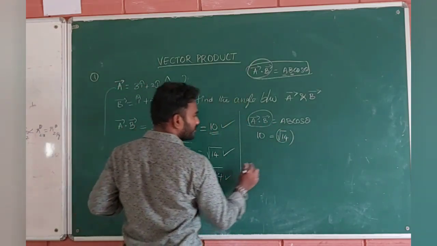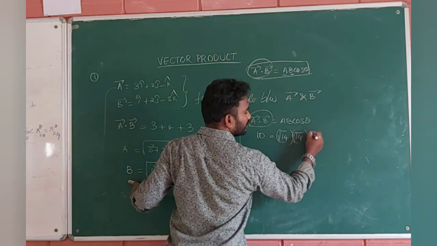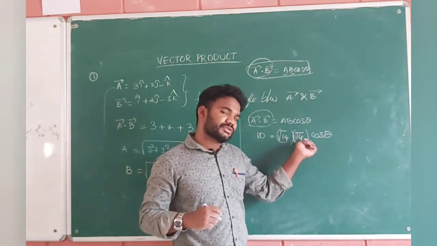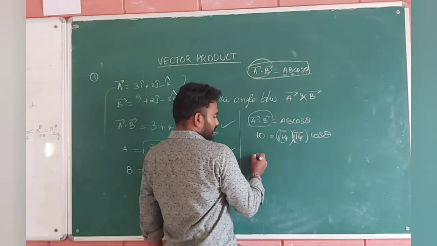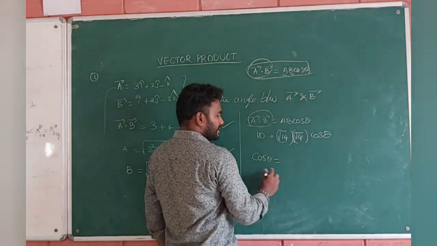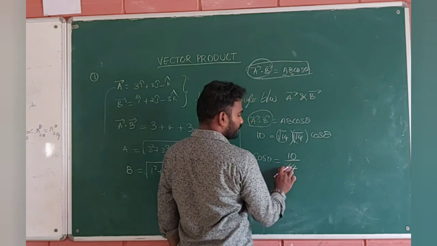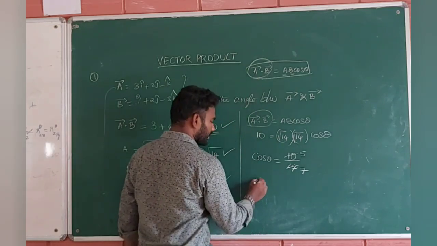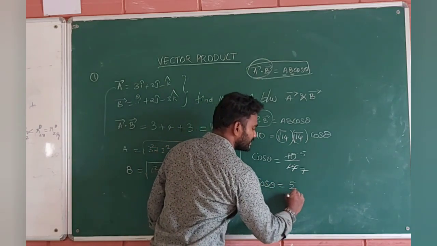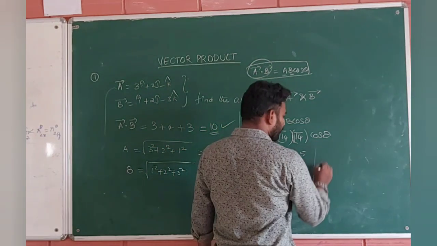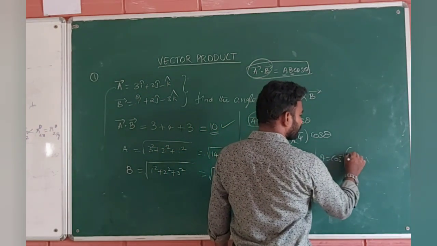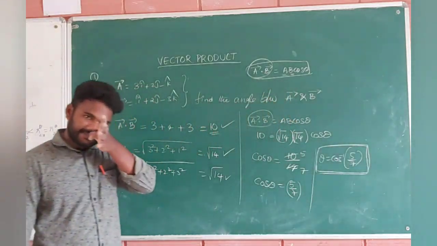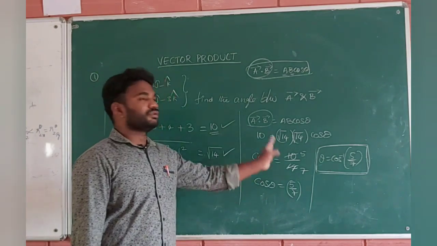What is B? Magnitude of B, that is also square root of 14, into cos theta as usual. Guys, you know what is the multiplication of square root of 14 into square root of 14? 14 itself. So now, making cos theta the subject, cos theta is equal to 10 by 14. So 2 fives are 10, 2 sevens are 14. So cos theta is equal to 5 by 7, guys. If you want to find the theta value, cos inverse of 5 by 7 is the final value of theta. Guys, I hope you are understanding very well about this.